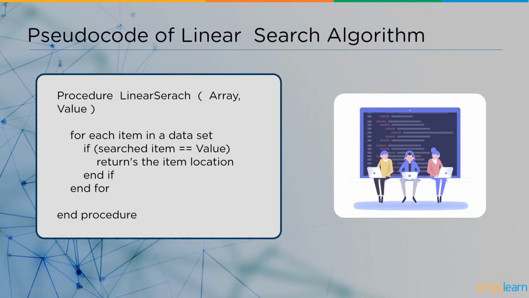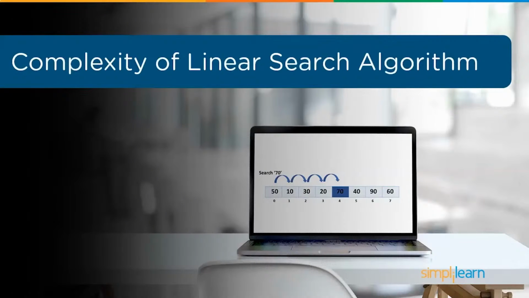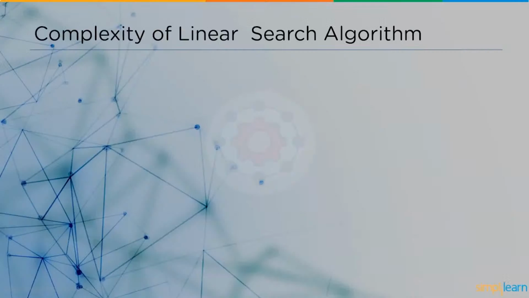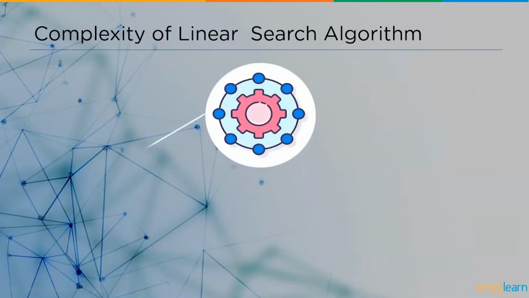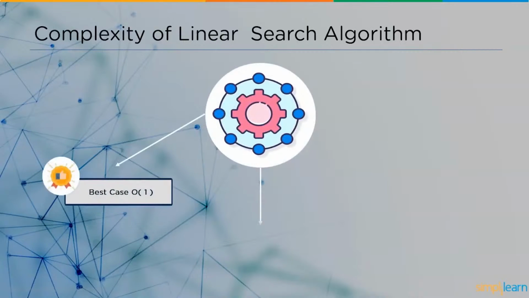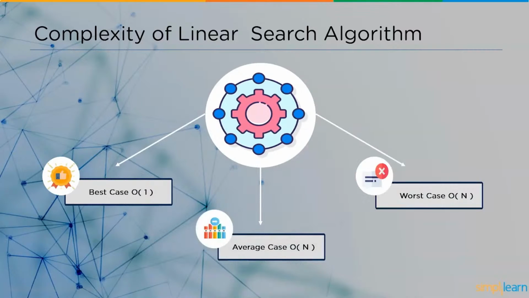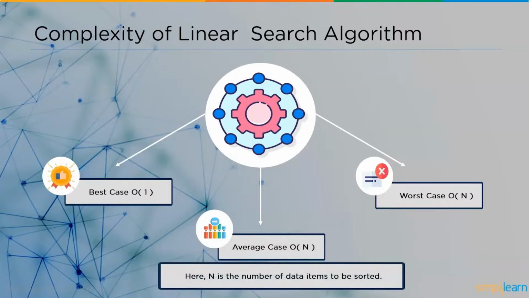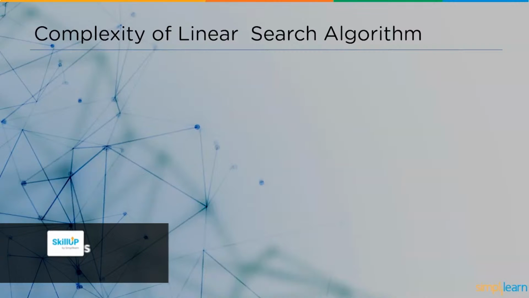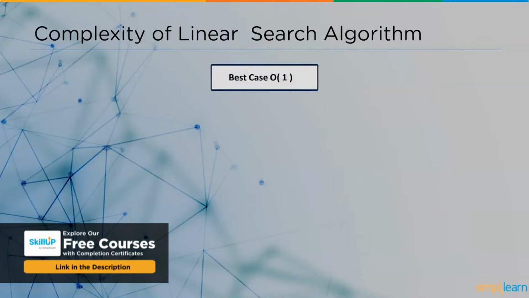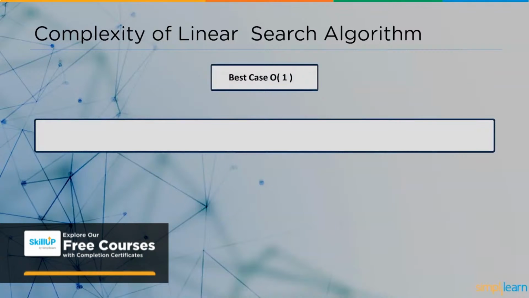We will now look into the complexity of linear search algorithm after comprehending the pseudocode. The complexity of linear search algorithm is divided into three categories. The best case, which is the big O of 1, the average case, which is the big O of capital N, and the worst case scenario, which is same as the average case, which is the big O of N. Here, N is the number of data items to be sorted. Let us look into how all these complexities of linear search algorithm play out in detail.